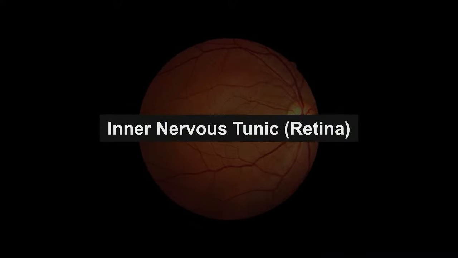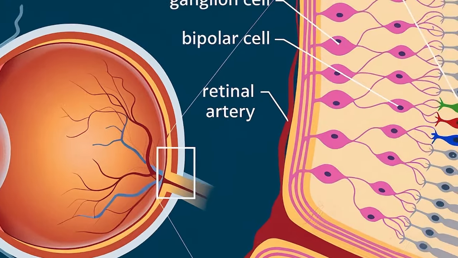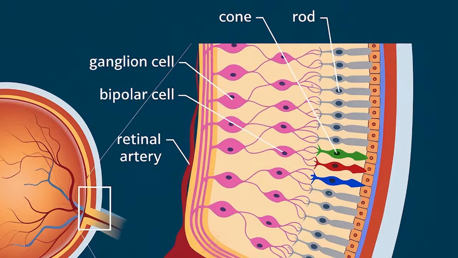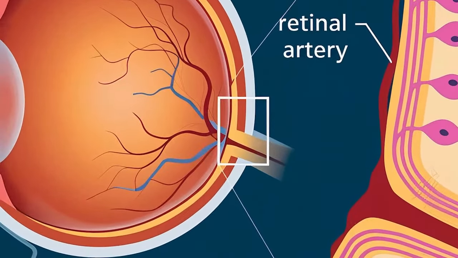Inner nervous tunic, retina. The innermost layer of the eye is the retina, a complex, light-sensitive tissue where visual processing begins. It contains photoreceptor cells known as rods and cones. Rods are highly sensitive to light and facilitate vision in dim conditions, while cones are responsible for detecting color and providing high visual acuity in bright light. The central region of the retina, called the macula, and within it the fovea, is densely packed with cones, making it crucial for tasks requiring detailed vision such as reading. The retina converts light into electrical impulses that are transmitted through the optic nerve to the brain, where they are interpreted as visual images.